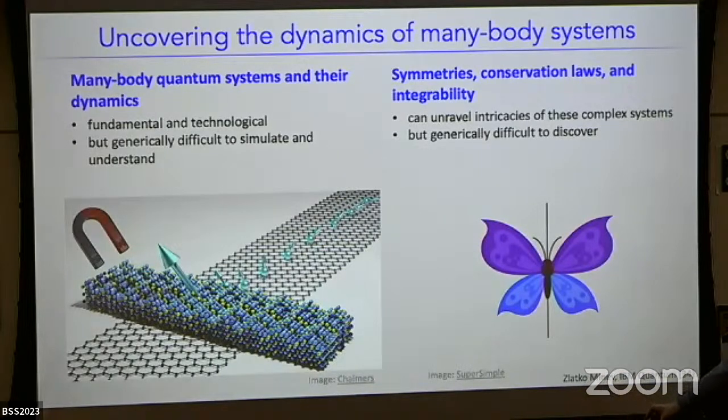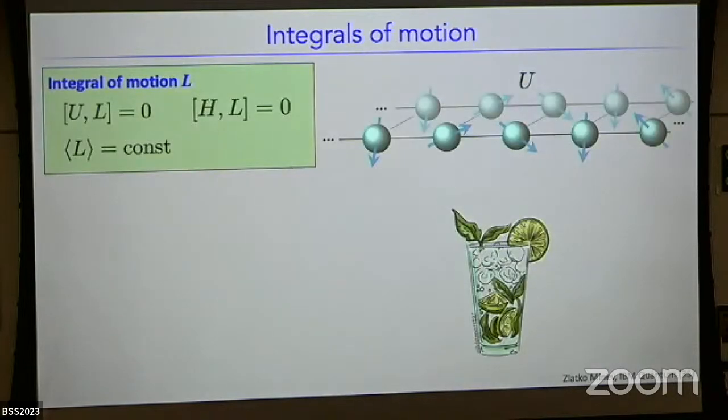Many-body physics systems are interesting, fundamental, technological, and generally difficult to simulate. One way to try to reduce the complexity is by finding symmetries, conservation laws, or perhaps, if you can, integrability in these systems. But that's generically hard to do. You've heard about integrals of motion, which are operators, L, that commute with the Hamiltonian and the time propagator, U. And the expectation value of these integrals of motion is a constant, right? It's a conserved quantity.